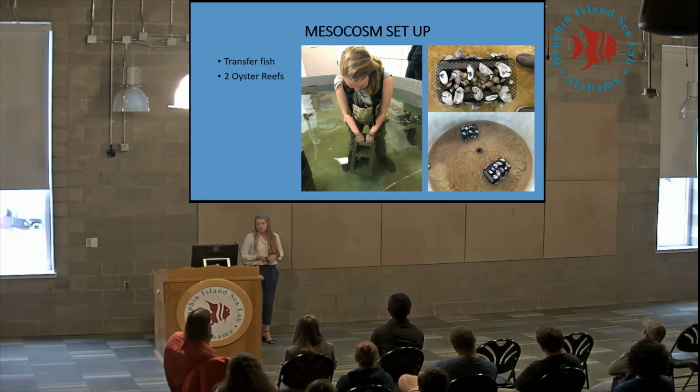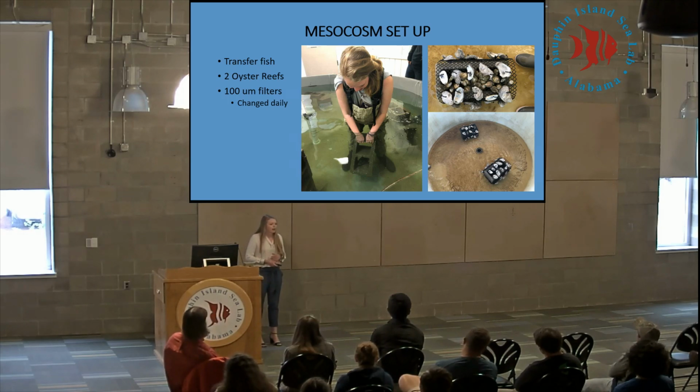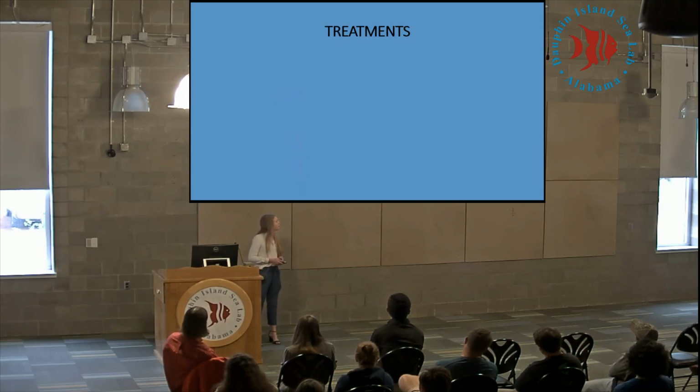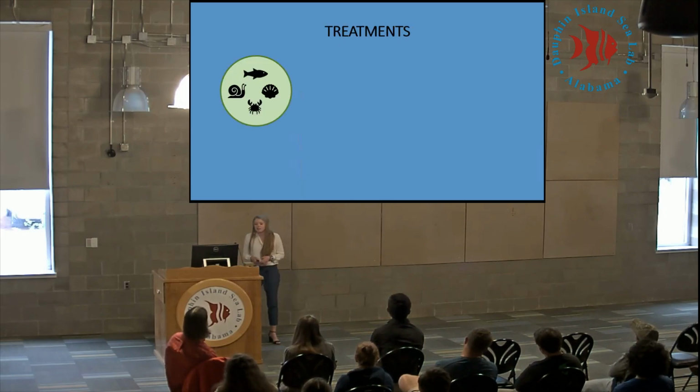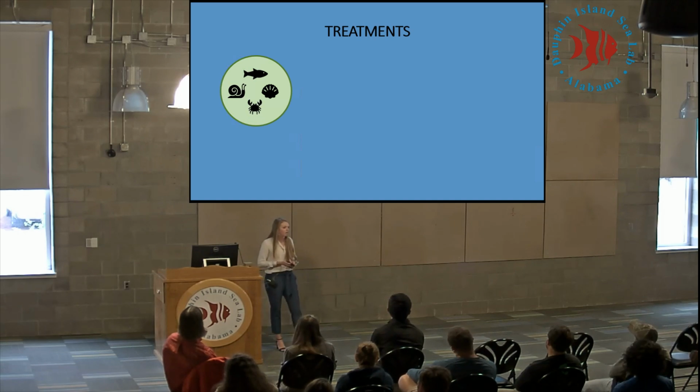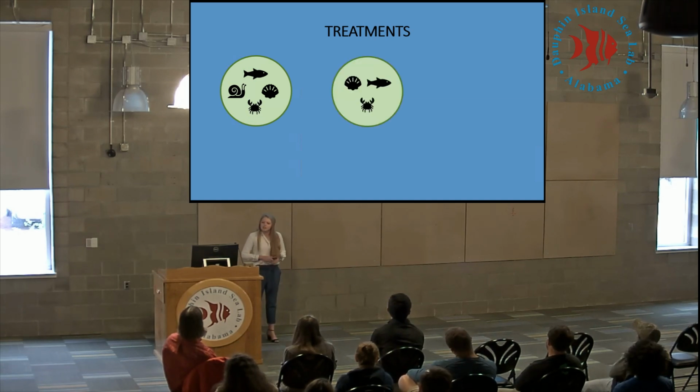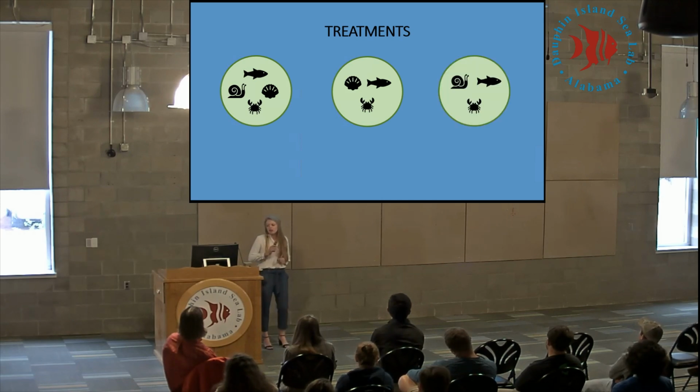But oyster reefs were placed in my mesocosms. You can see pictured here, that's just a cinder block covered in Vexar with a market-sized shell zip tied onto that Vexar to mimic an oyster reef environment. If the treatment calls for live oysters, those live oysters were placed on top of that mimic oyster reef. I also have 100 micron filters placed on all of my tanks just to keep some of the sediment out to allow these oysters to survive.